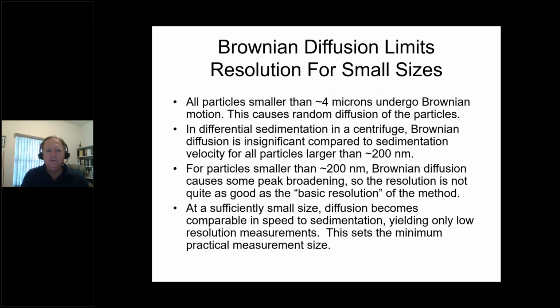Now, the ultimate resolution that you can reach with the Disc Centrifuge depends on Brownian motion. All particles smaller than about 4 microns have Brownian motion, and it causes diffusion.